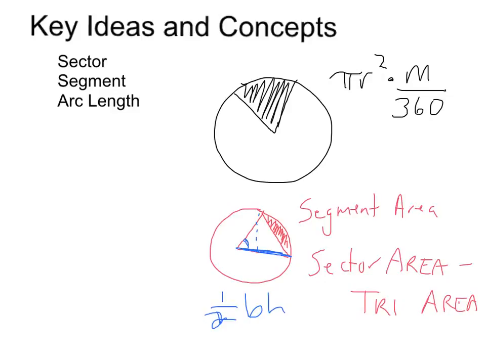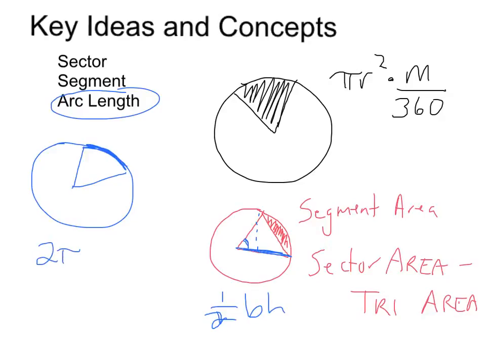And then finally, we need to be able to find the arc length. And arc length is, if you have a circle and the arc is right there, we want to figure out that arc length, and the equation for that is 2 pi r times m over 360. So for the observant observer, circumference times the portion of the circle, that is the arc, and area times the portion of the circle, that is the sector.